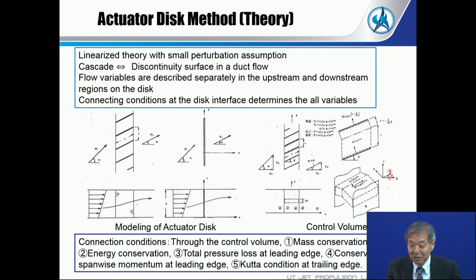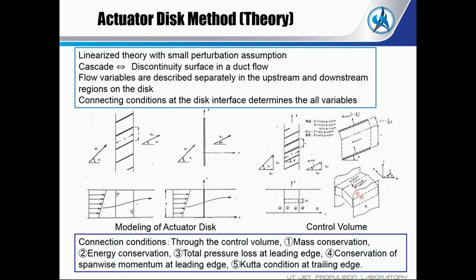And this is a control volume in each channel. The connection condition, the boundary condition, is through the control volume. The first one is mass conservation, and the second is energy conservation. The third is total pressure loss at the leading edge. The fourth is conservation of the span-wise momentum at the leading edge. And the fifth is the Kutta condition at the trailing edge. This is a three-dimensional case, but I'll show you the simpler two-dimensional case.